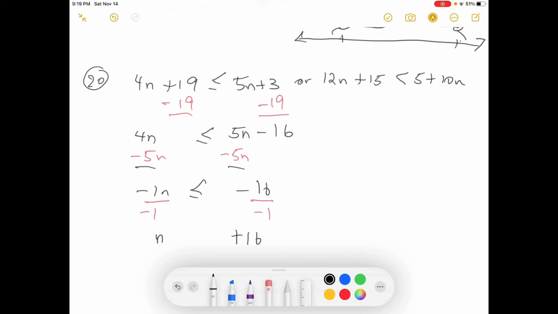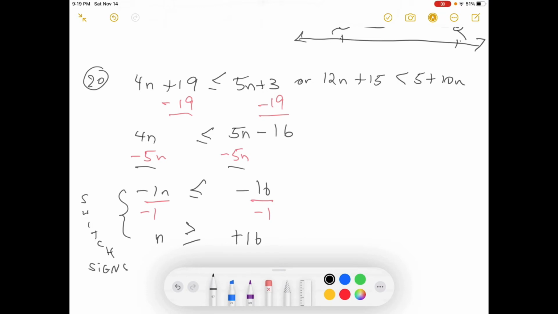But you have to remember that when we divide or multiply by a negative number, we have to switch the sign. So we end up with n is greater than or equal to 16. So be very careful to remember to switch the signs. And I'm just going to write it here just to remind you. And then we go over to this next part.